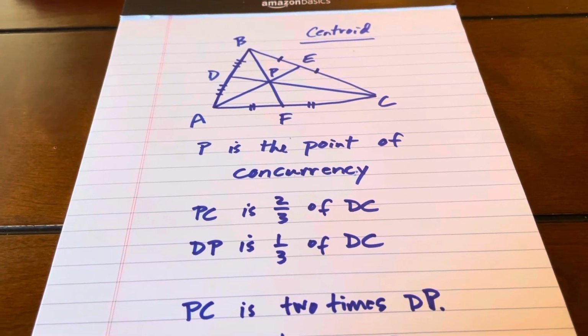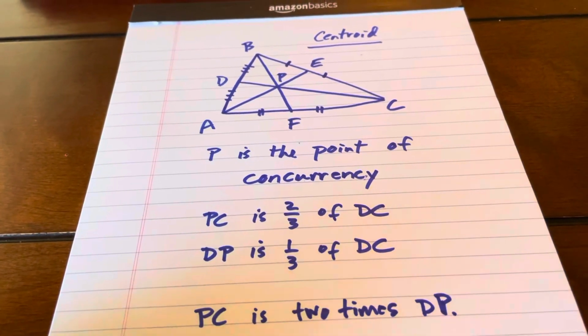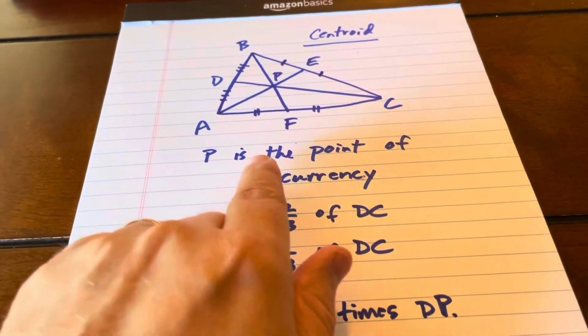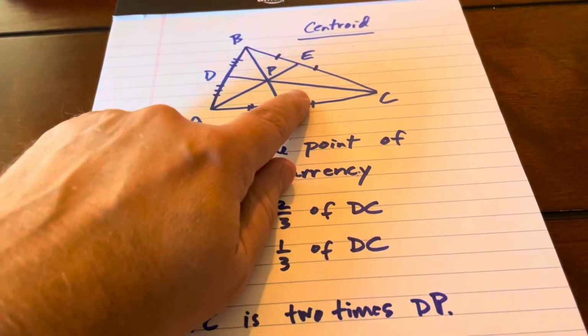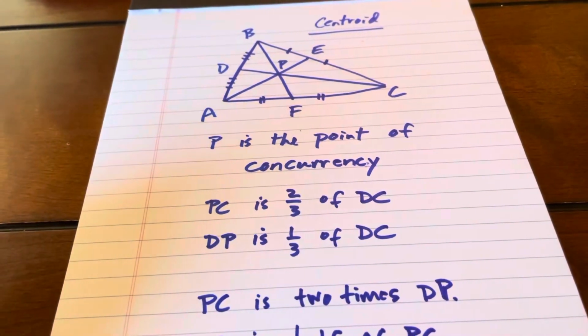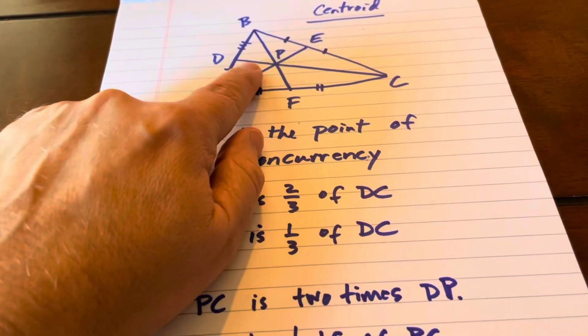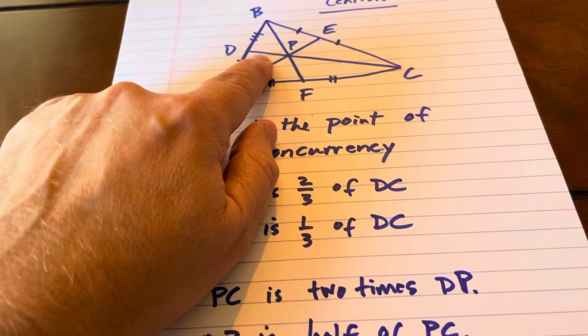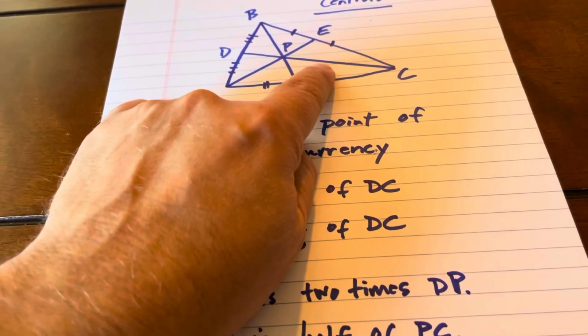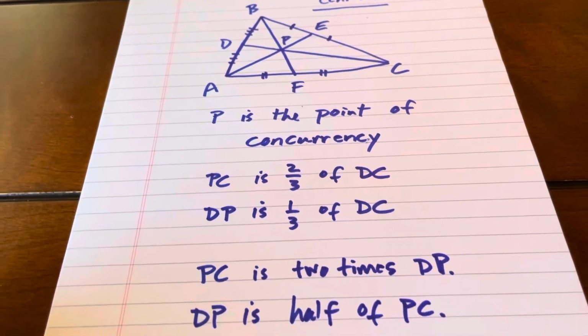Another way of saying it is that PC is 2 times DP. So PC, this big distance here, PC is 2 times whatever that is, DP. So if we know this smaller one, if we multiply it by 2, we get the bigger one. That's true on every single one of these.